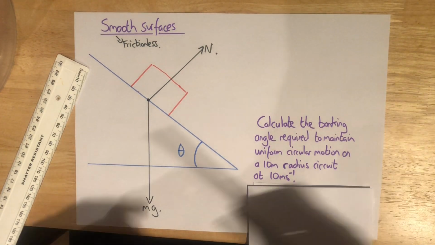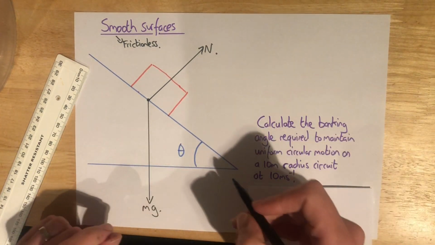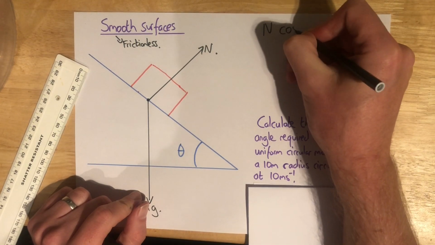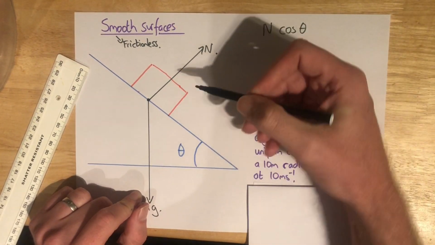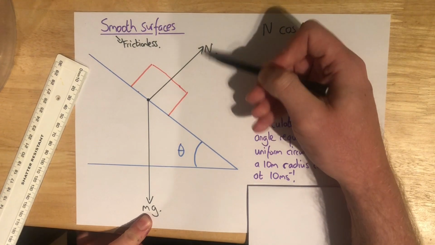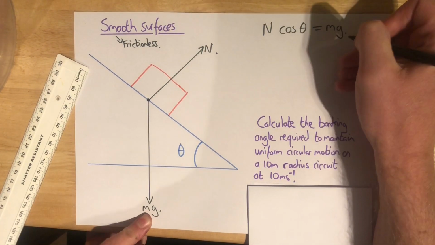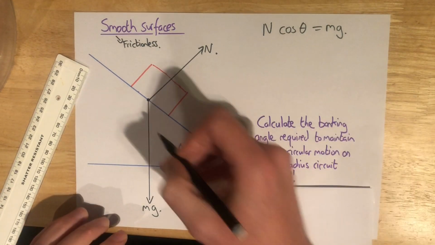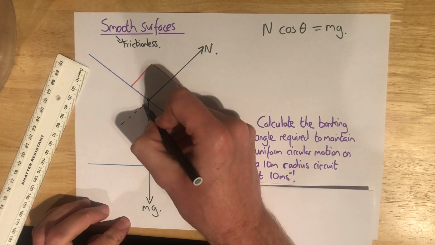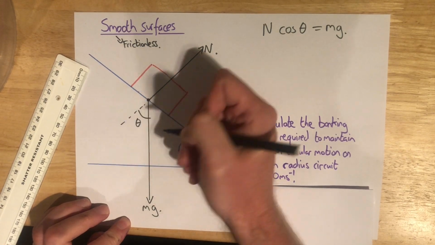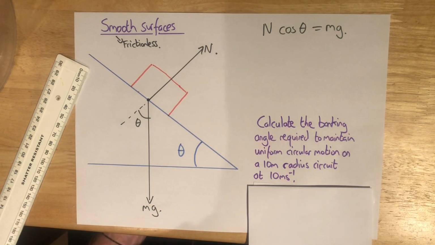Okay, we can say, if I run the numbers on this, then N cos theta, that is the vertical component of N, has to equal mg. Now it's cos theta, if I just extend this a little bit, because with similar angles, this angle in here is theta as well. Okay, so N cos theta equals mg.